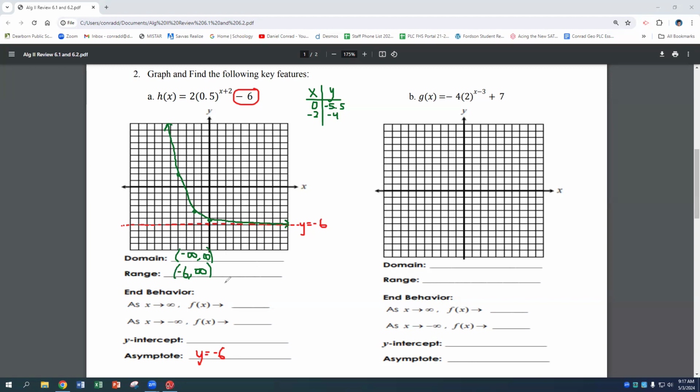So we use parentheses. End behavior, as I go to the right: as this graph goes to the right, we're approaching -6. As this graph goes to the left, we're going up towards infinity. And then we said our y-intercept was (0, -5.5).